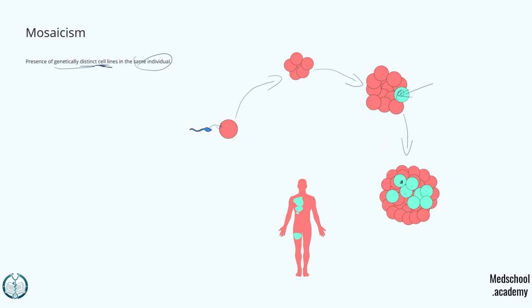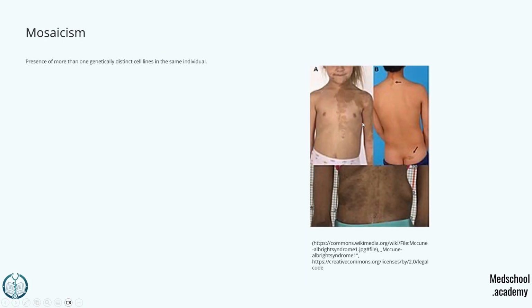So when a person is born, you can see here it will show on his skin. This right here will be the mutated cell line, and this will be normal, as you can see in the rest of his body. Here is a good example of that. This is a disease known as McCune-Albright syndrome. As you can see, this right here is the mutated cell line.